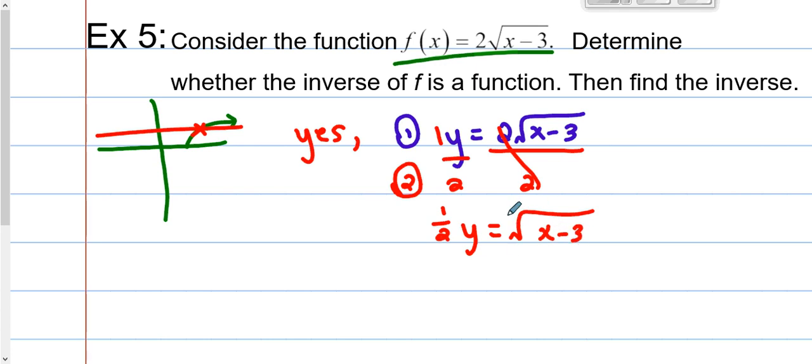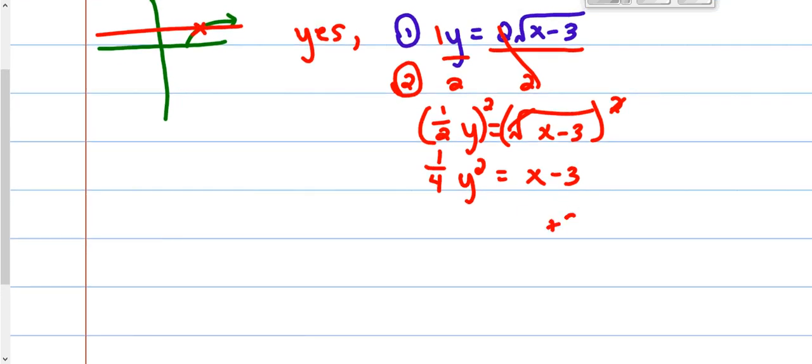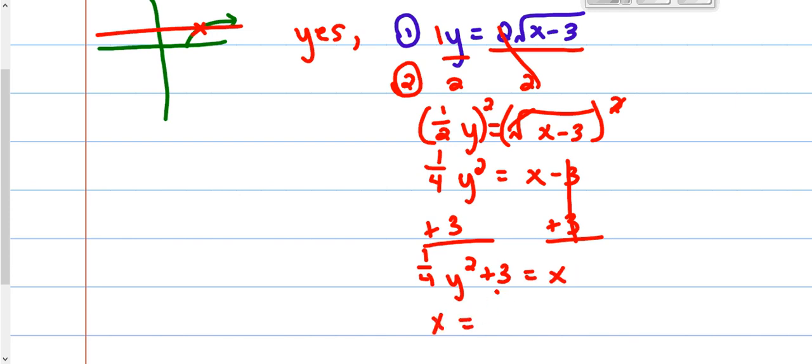To get rid of the square root, I am going to square both sides. So now I have 1/2 squared, which is going to be 1 over 4, y squared, which is y squared, equals the square root and the square cancel, x minus 3. Now we are going to add 3 to both sides. Those cancel, and I get 1 over 4 y squared plus 3 equals x. Flip it over. X equals 1 over 4 y squared plus 3.